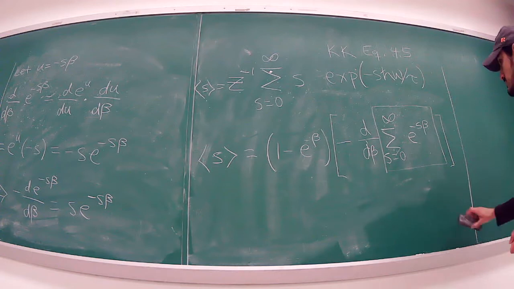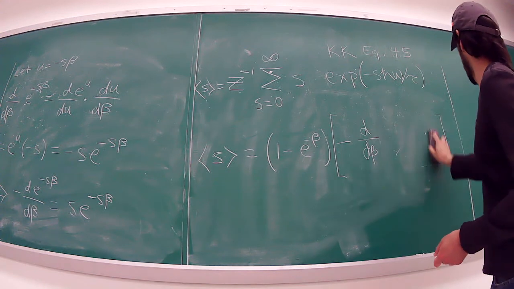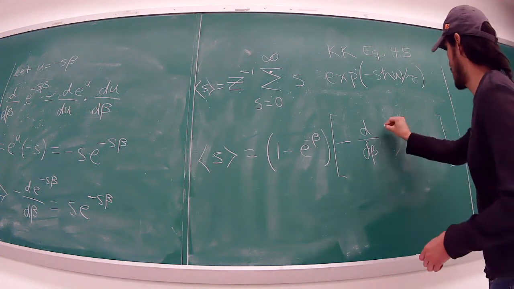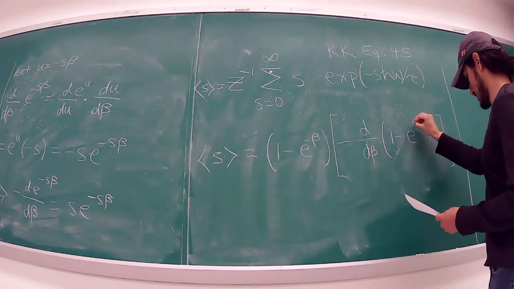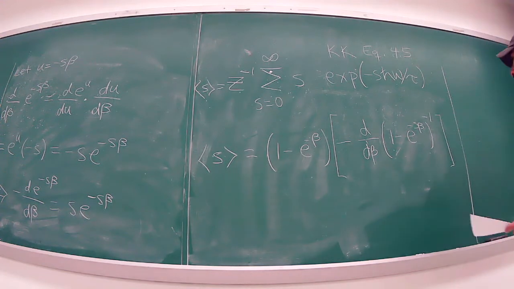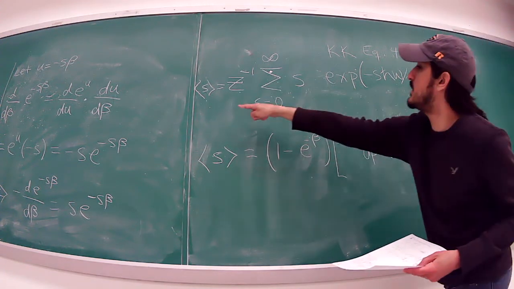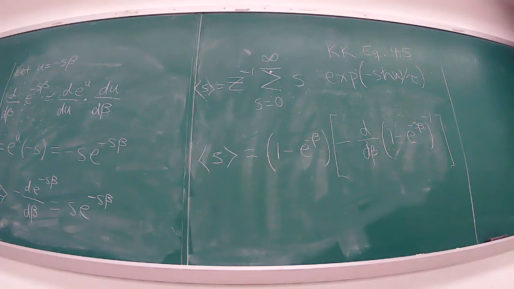So the partition function, I guess I erased it, is 1 minus e to the negative beta, the inverse. Right, so over here, the partition function should be down here, well, it's dividing. Here is the numerator, so it's negative. I mean, the inverse, negative one.